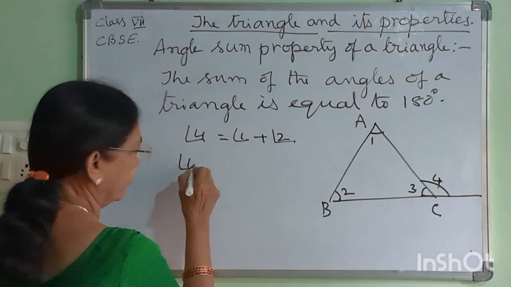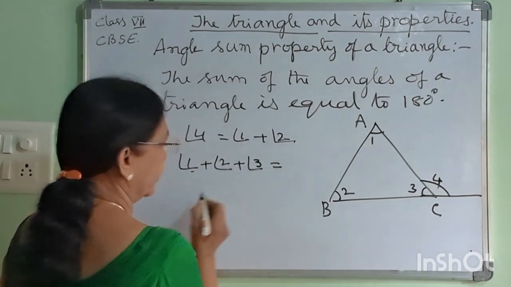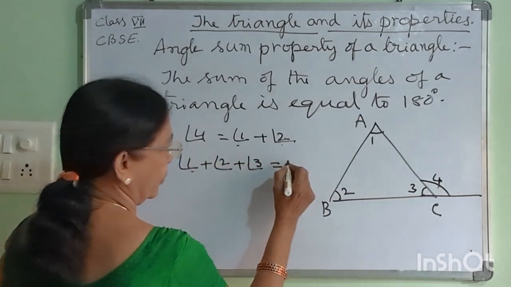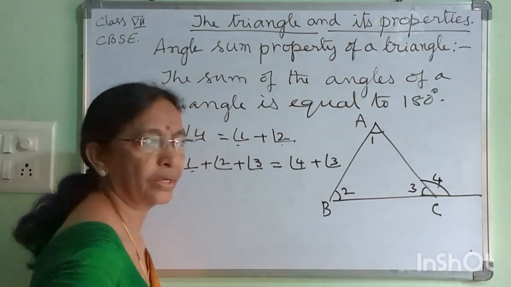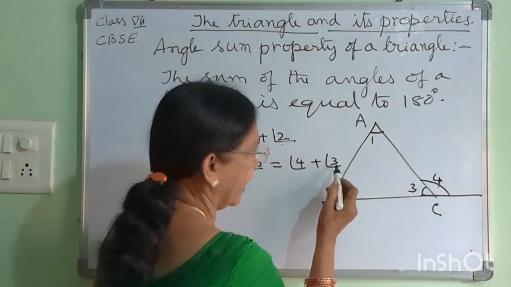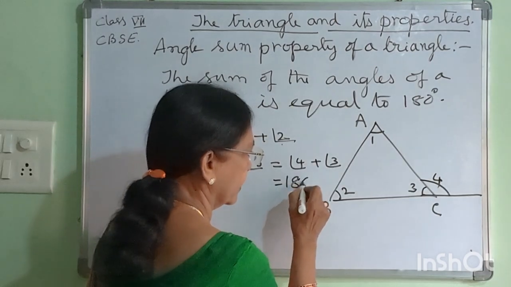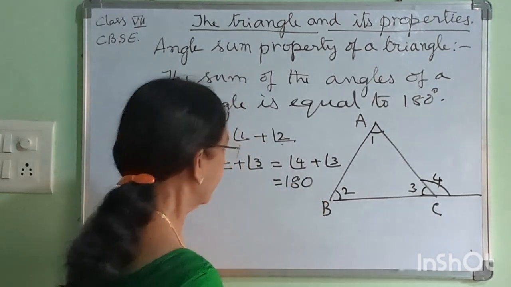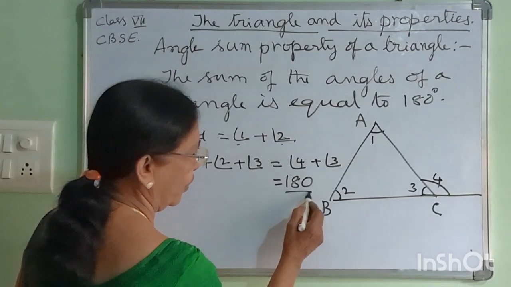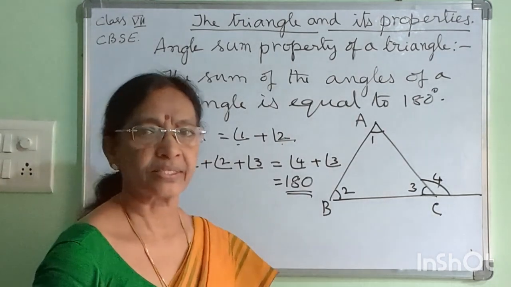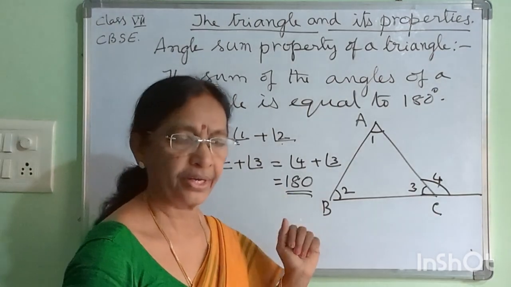Therefore, the sum of the angles of a triangle, 1 plus 2 plus 3, is equal to 1 plus 2 is equal to 4, so angle 4 plus angle 3. Angle 4 and angle 3 are a linear pair. Therefore, their sum is 180 degrees. Therefore, angle 1 plus angle 2 plus angle 3 is equal to 180 degrees. That is, the sum of the three angles of a triangle is equal to 180 degrees.